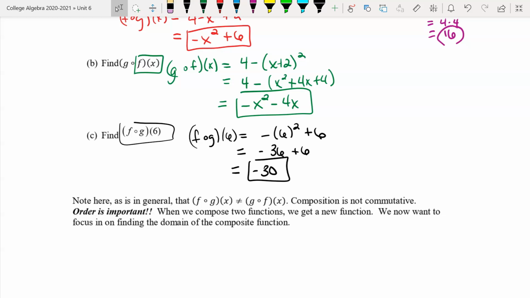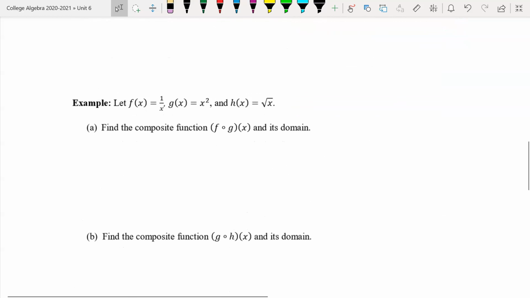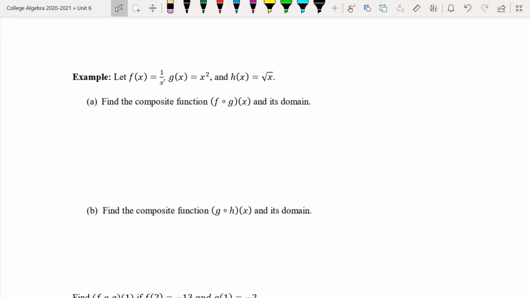So, in general, f of g of x cannot equal g of f of x. Composition is not commutative. Order is important, right? So, when we compose two functions, we get a new function. We now want to focus on finding the domain of the composite function. So there's some examples here. It says find the composite function f of g of x and its domain. So I'm plugging g into the x and f of x. So I'm going to say 1 over x squared.